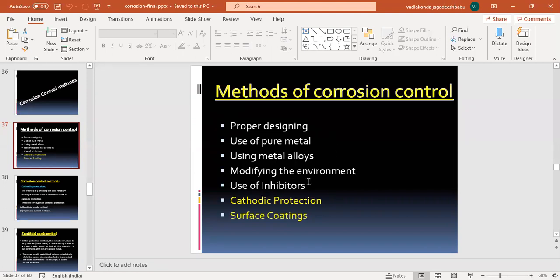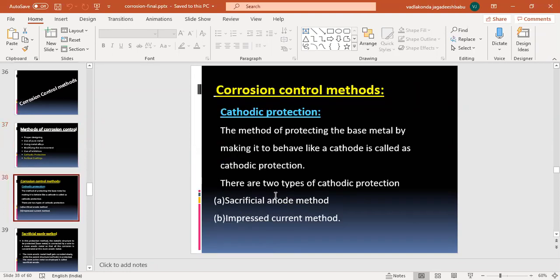All these are different methods, but we don't have these in our syllabus. We have only cathodic protection and surface coating. Among the methods of corrosion control we have only these two in our syllabus. We have already discussed cathodic protection, but once again I will revise it because this is very, very important.